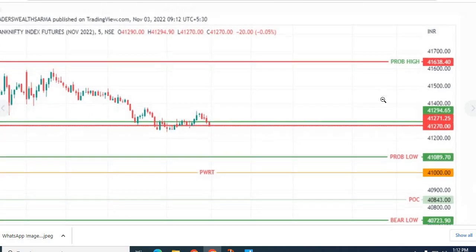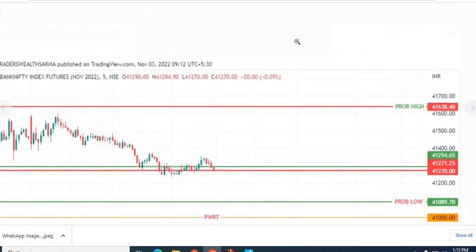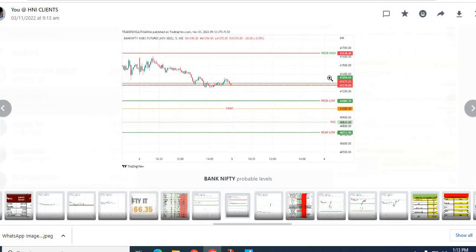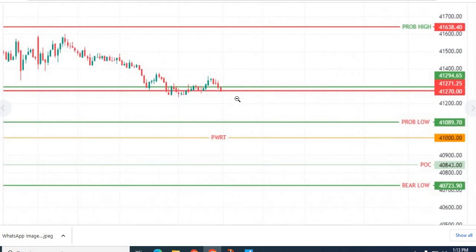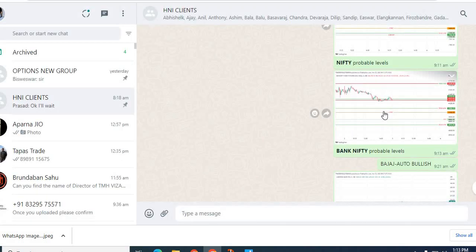This is the probable high and probable low, and this is a bear low, and there is also a bull high. So with the help of these lines, it was shared at 9:13 a.m., early in the morning, after the pre-open market is closed and before the real market opens, before 9:15 itself. Most of the time I share it one day before. So let us see what happened on the 3rd of this month.